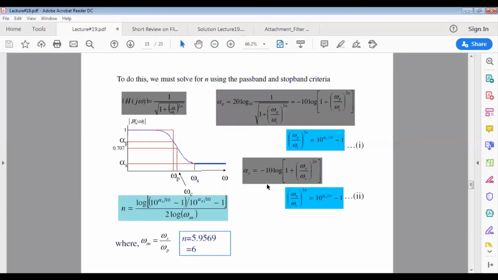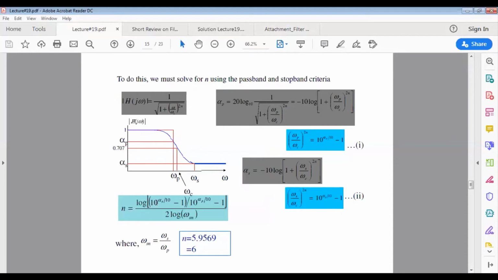These are the equations that were extracted from the attachment, the H of j omega. The alpha P is here, and the alpha S is here. This is a ratio between omega C and omega P, and this is a ratio between omega S and omega C. From this, we're going to calculate the N.